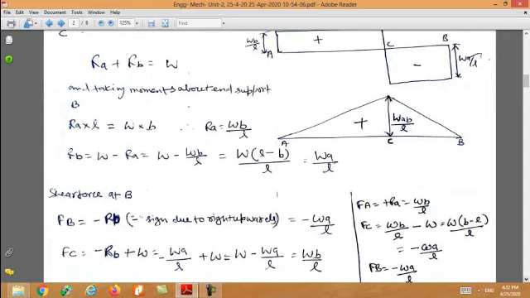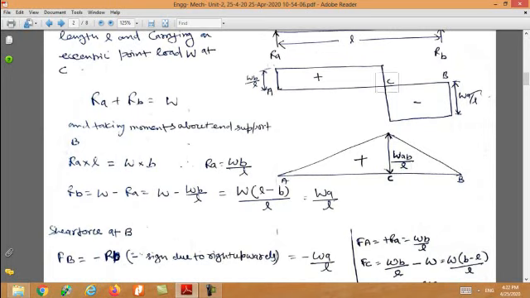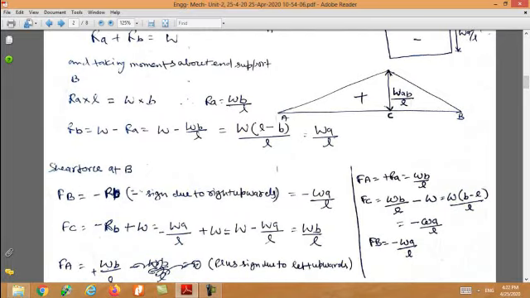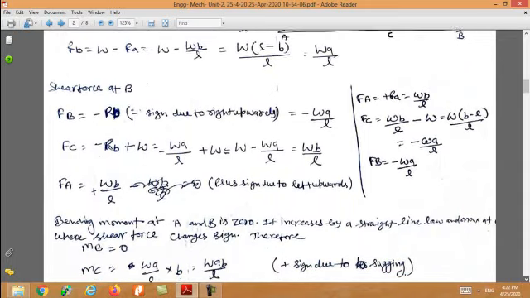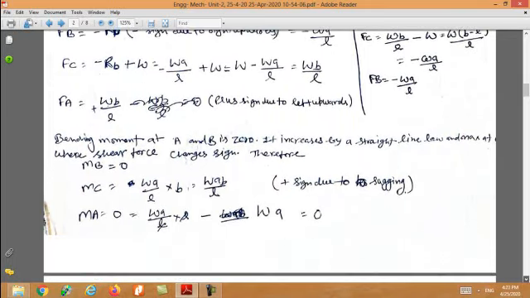Here you are seeing one important thing: where shear force is 0, the bending moment will be maximum. Where shear force changes sign from negative to positive or positive to negative, the bending moment will be maximum. So here the bending moment is maximum, and its value is WAB upon L. By the same process, you can obtain the value of this.